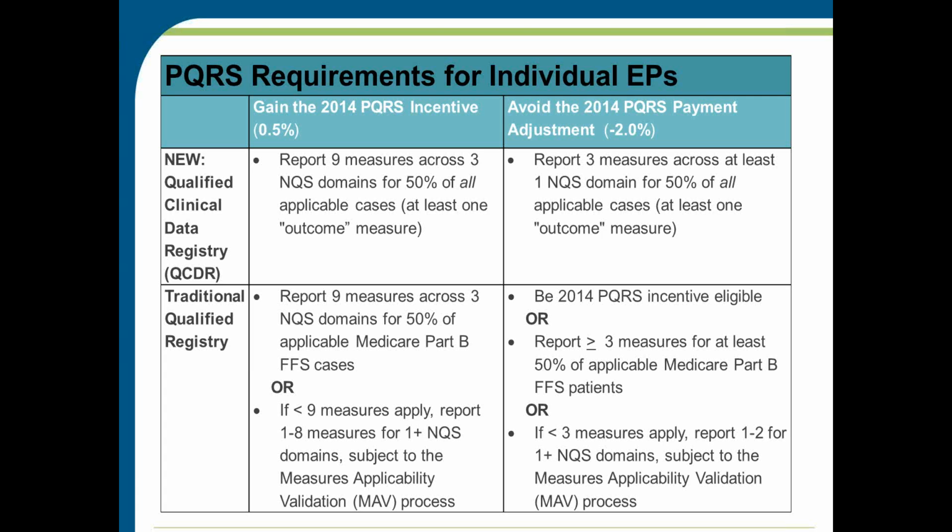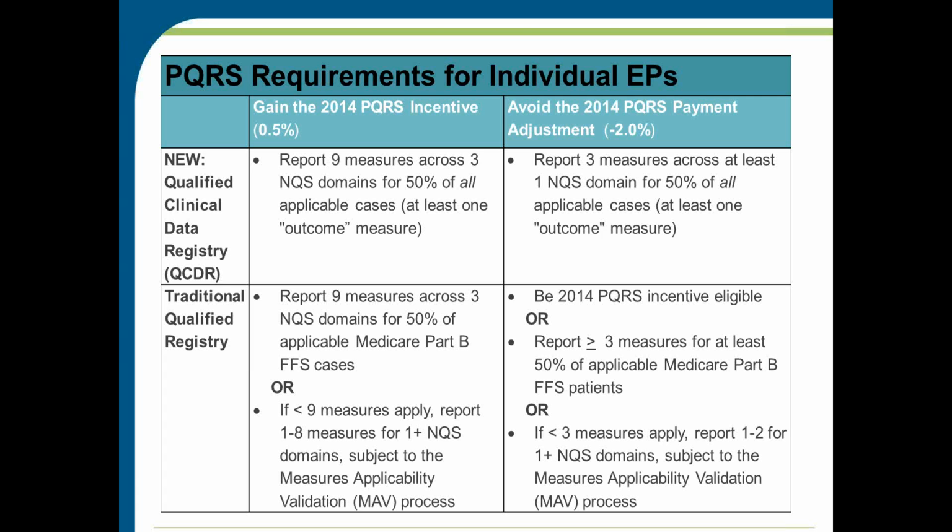And the requirements in 2014 for individual eligible professionals are shown here. I won't go into great detail, but basically, to fully meet requirements for 2014 PQRS for the incentive purposes is to report 9 measures across 3 national quality strategy domains. And if using a qualified clinical data registry, one of those must be an outcome measure. To avoid the penalty using a QCDR, you would report 3 measures on at least one NQS domain. And for both gaining the incentive and avoiding the penalty, it is reporting on 50% of all patients applicable to the measures that you're reporting.